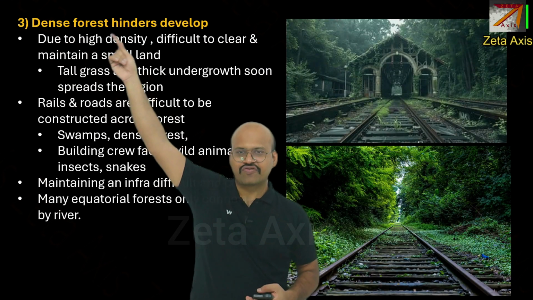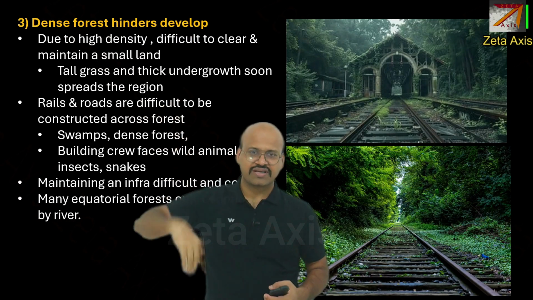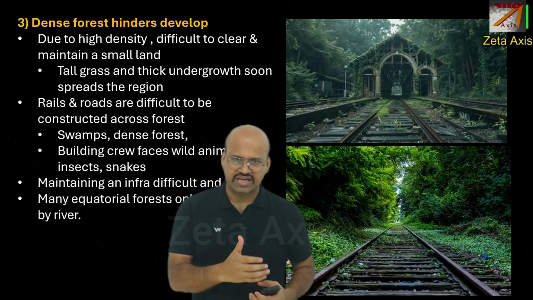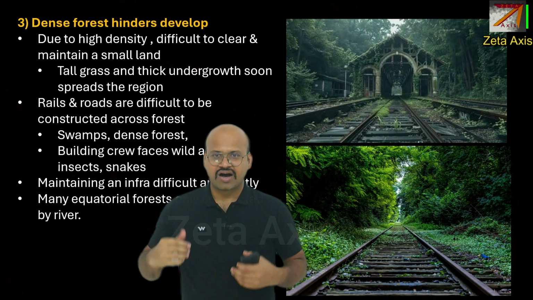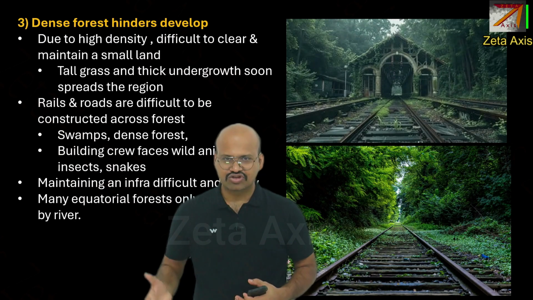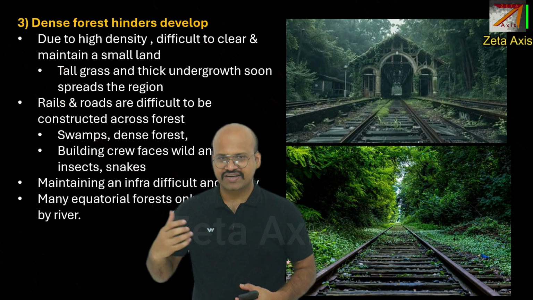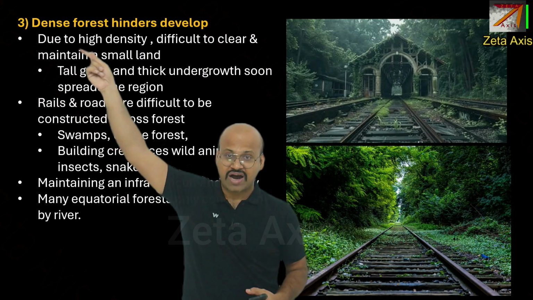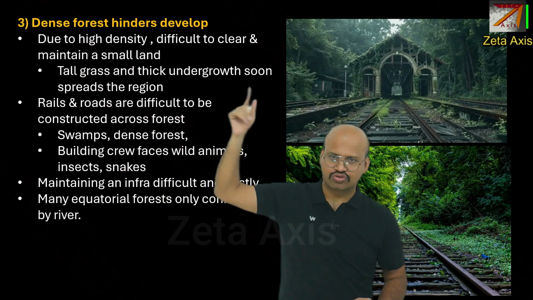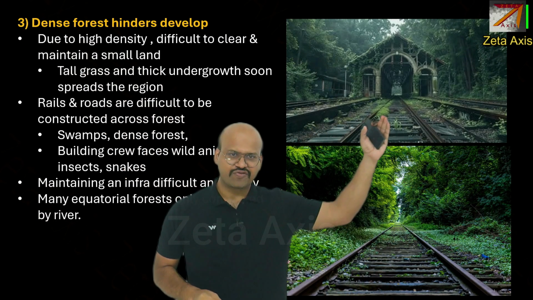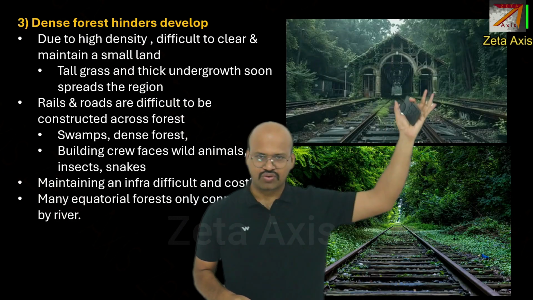Now, dense forest hinders development because it is very dense. It is difficult to clear an area and keep it that way because there will quickly be undergrowth. Secondary grass or secondary trees will form in this region. Due to high density, it is difficult to clear and maintain a small piece of land, and tall grass and thick undergrowth soon spread over the region. We can see that even if you clear an area, there will be undergrowth, there will be small plants in this region.